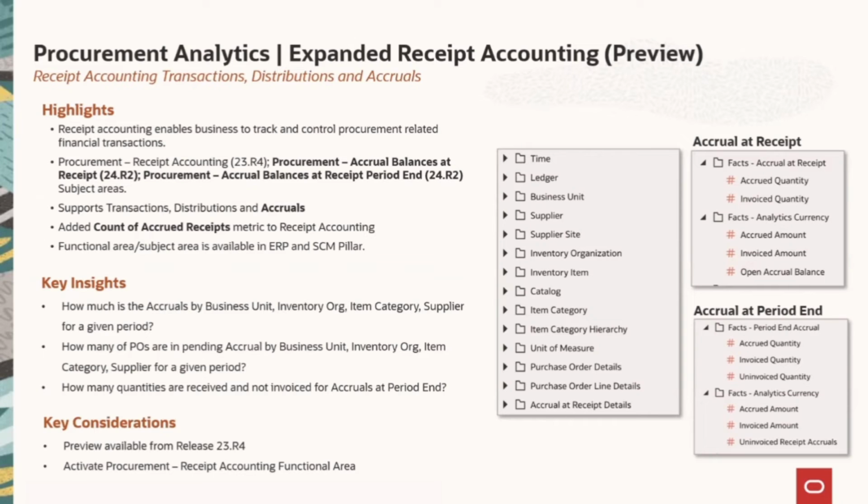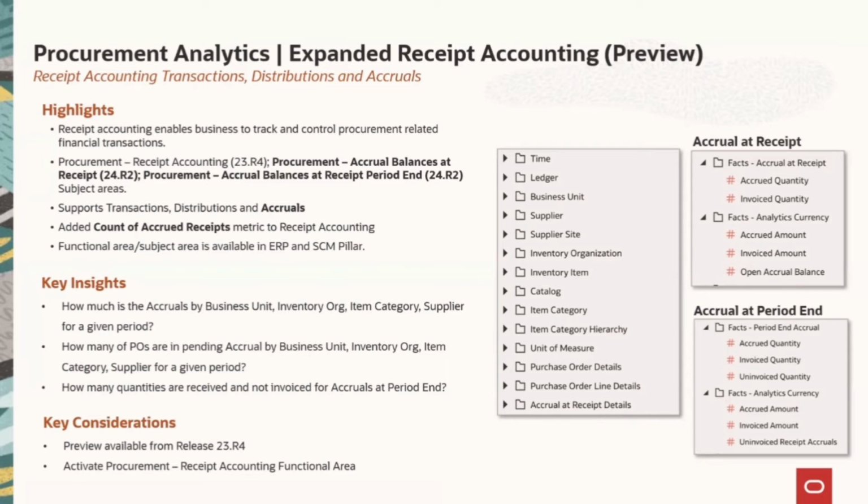So in order to support that, we have 3 subject areas. One was released in 23R4. It was called receipt accounting. Now we added 2 more subject areas, which are called accrual balance at receipt and accrual balance at receipt period end. So with this, we should be able to support transactions, distributions, and accruals.